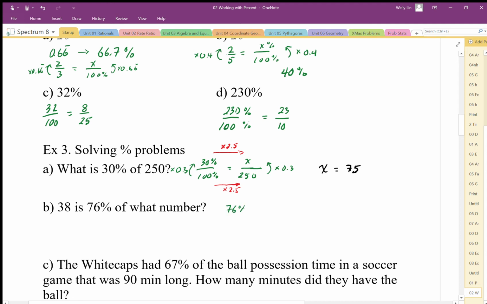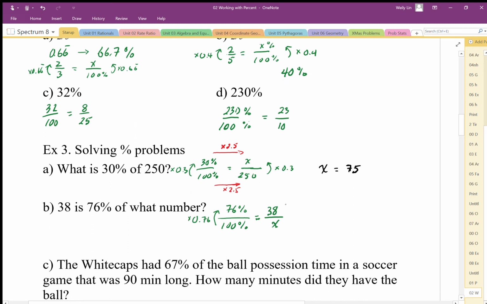76% compared to 100%. And again, I expect you to be able to set this up and show me the equivalent fraction ratio for this. 38 represents the part, and then x would represent the whole. Our decimal multiplier in this case is going to be our decimal percent.